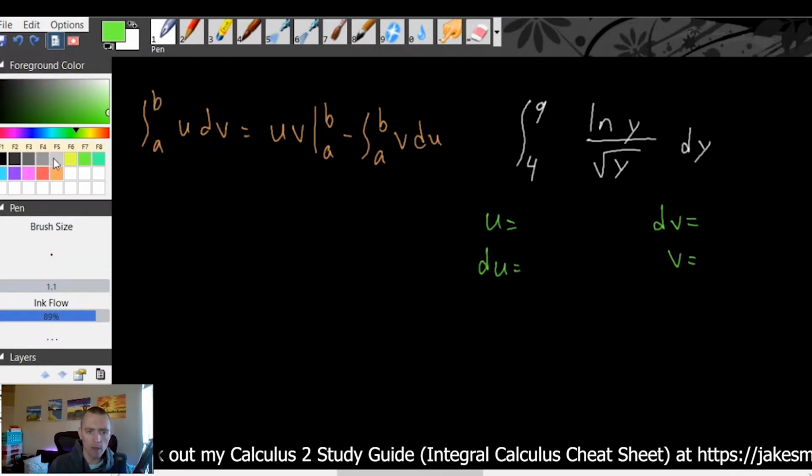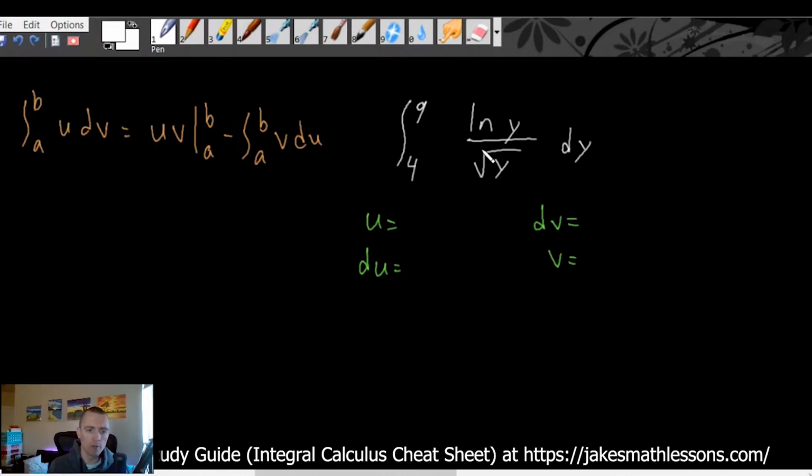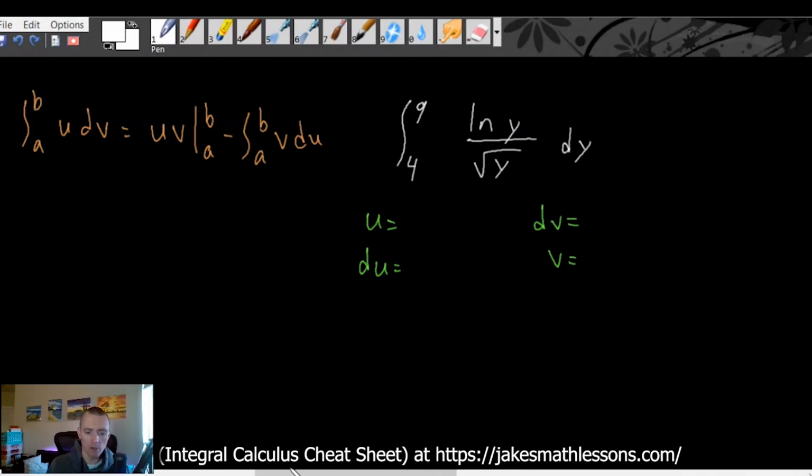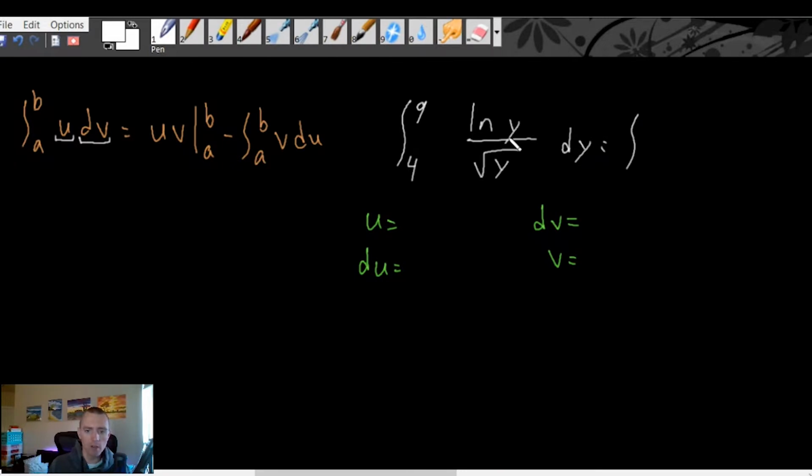Well, before we do that, what I'm going to suggest is we rewrite this in another form that makes integration by parts actually make sense. Because integration by parts requires that we have the product of two things, u times dv. Well, here we have a quotient, division instead of multiplication. However, we can rewrite this function, ln of y divided by square root of y.